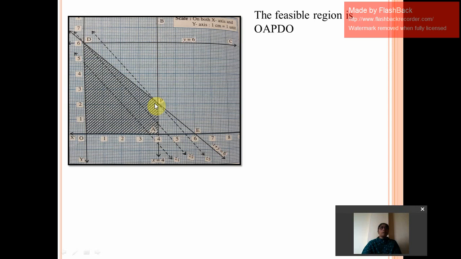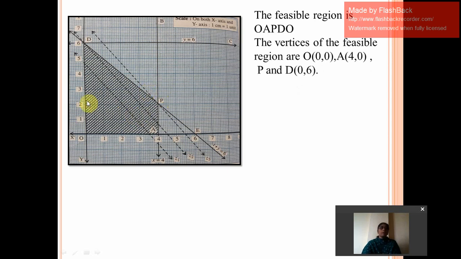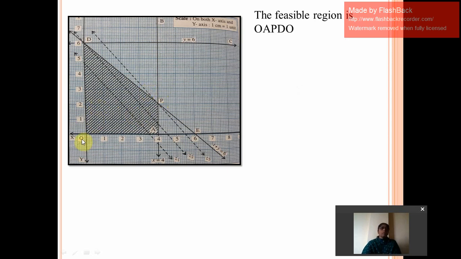Now you find the feasible region. Just see the 3 constraints. The intersection of all these is the common region, which is the feasible region, shaded in the figure. The feasible region has corner points O, A, P, D, O. This total shaded portion is the feasible region.